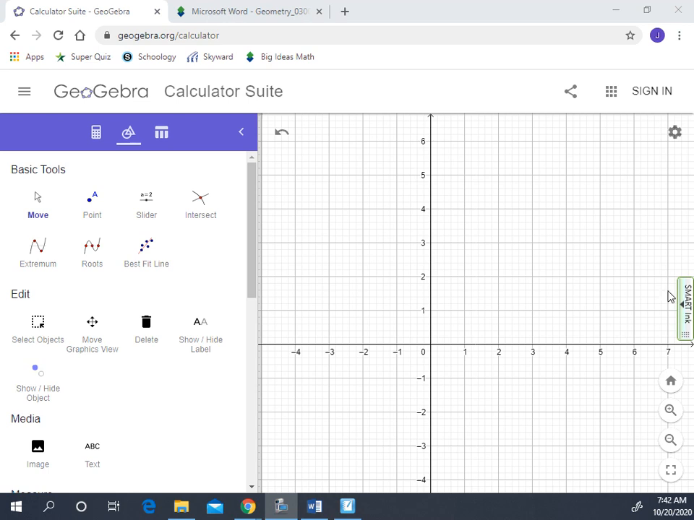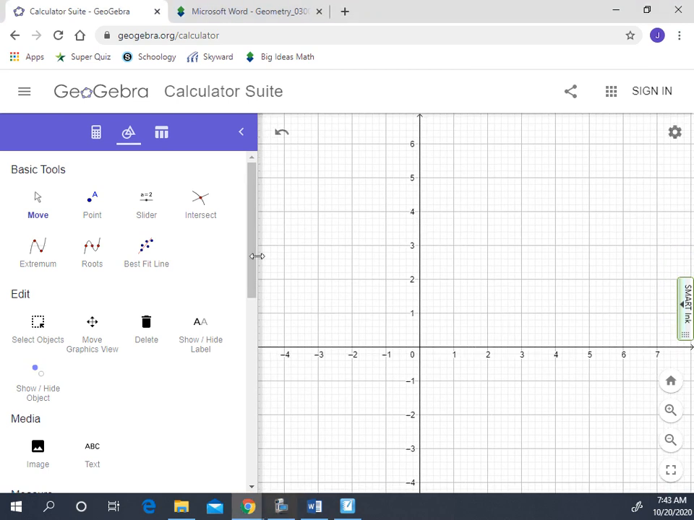All right, 3.1, part 2. I'm actually going to start in GeoGebra. Your journal says to go to the big ideas exploring thing, but I'm just going to use GeoGebra. I can get my point across using this.